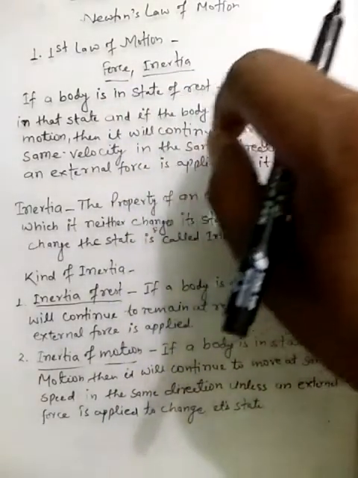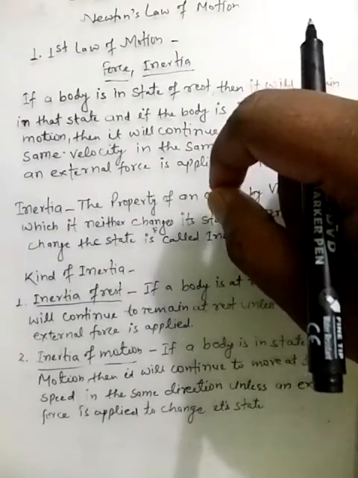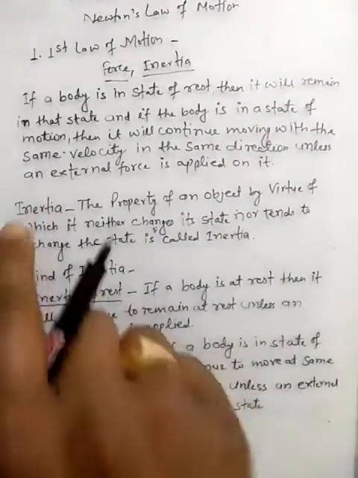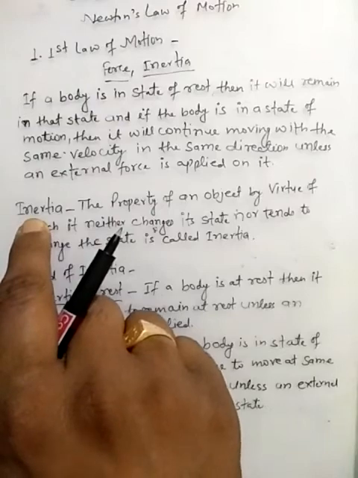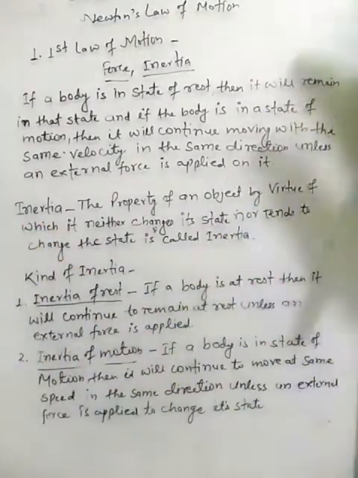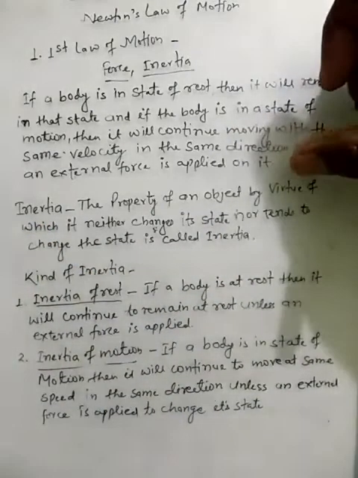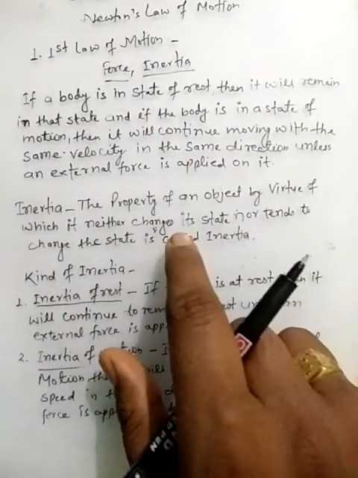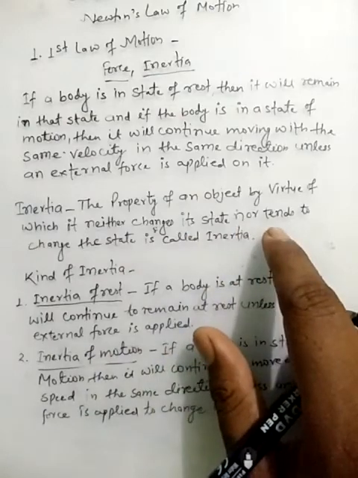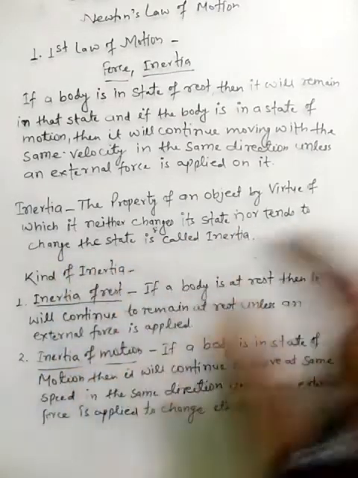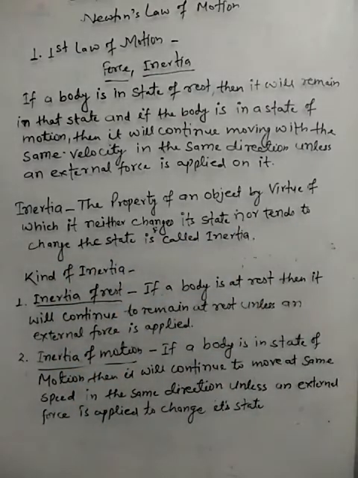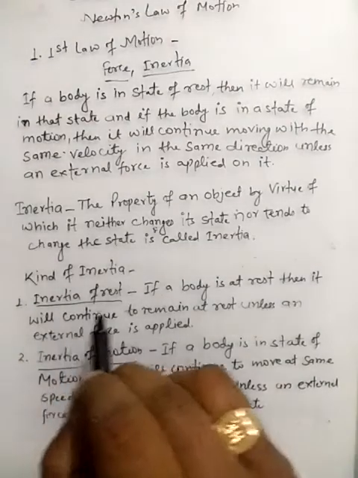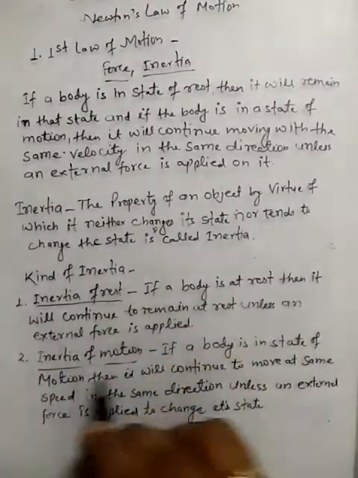With the statement of the first law of motion, we have got a term, inertia. Basically, inertia is the property of an object by virtue of which it neither changes its state nor tends to change its state. It is of two types: inertia of rest and inertia of motion.